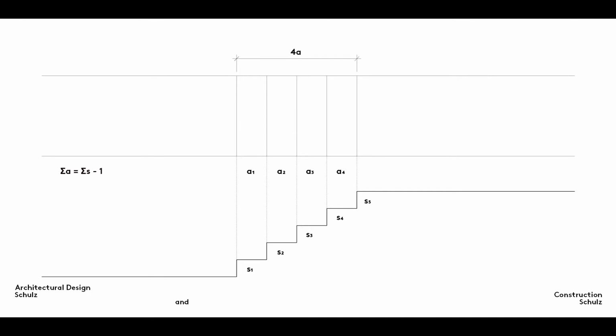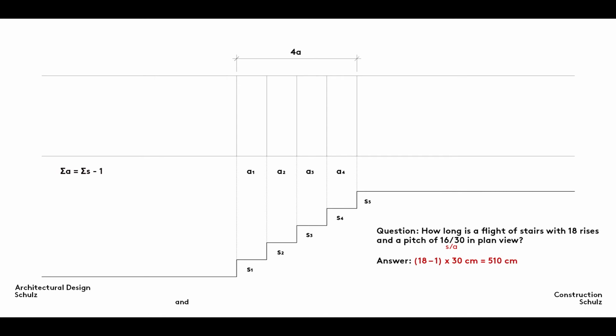A note about top steps. Although in theory each stair rise has a corresponding tread, because the last rise leads to the landing and the landing is therefore the last tread, all staircases have one less tread than rises. As a result, the answer to the question, how long is a flight of stairs with 18 rises and a pitch of 16 to 30 in plan view, is 18 minus 1 times 30 equals 510 centimeters.